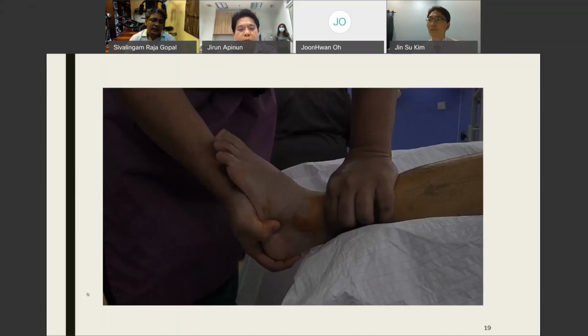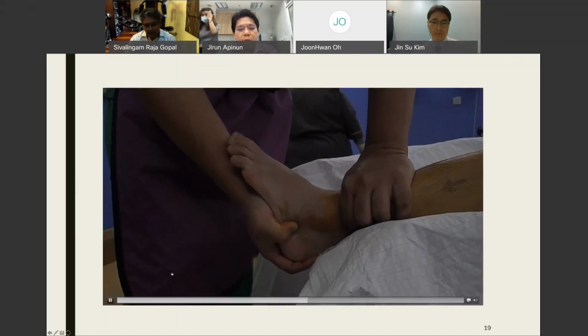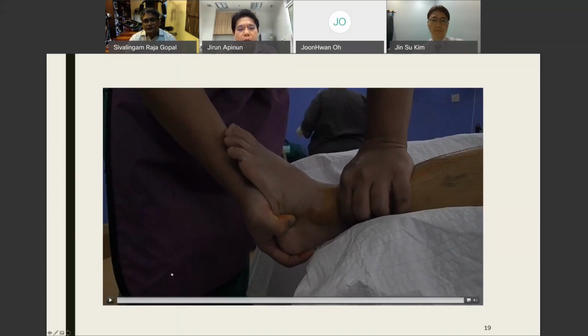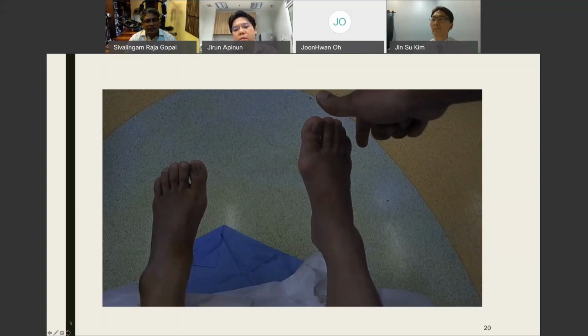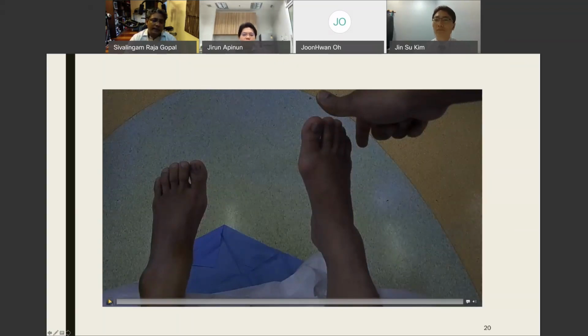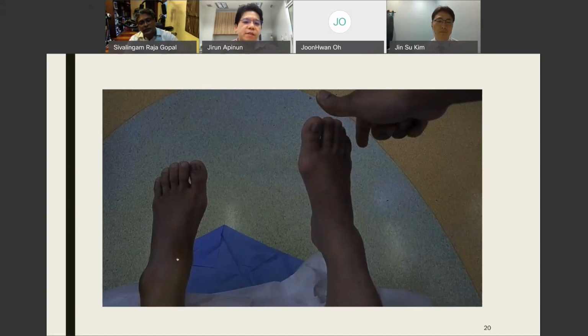This is a case that I did, showing the anterior drawer test for the lady. And this is something which I find quite interesting. With a patient under anesthesia, you can actually see the talar tilt, the foot is inverted and rotated internally. I didn't put her prone.